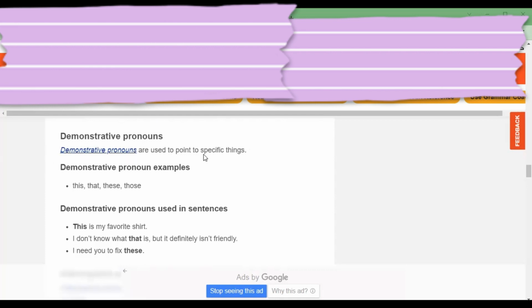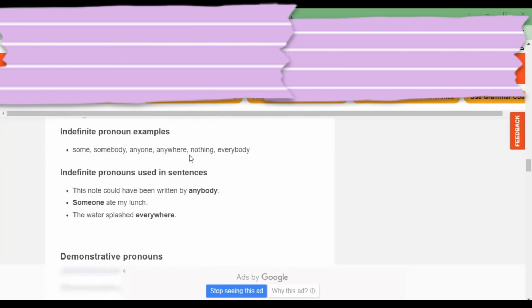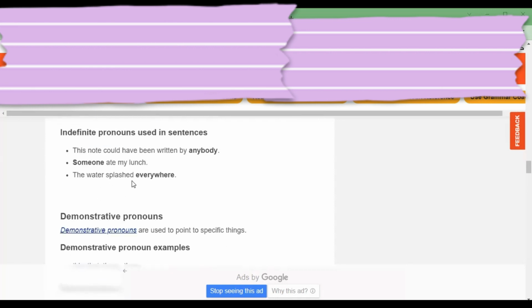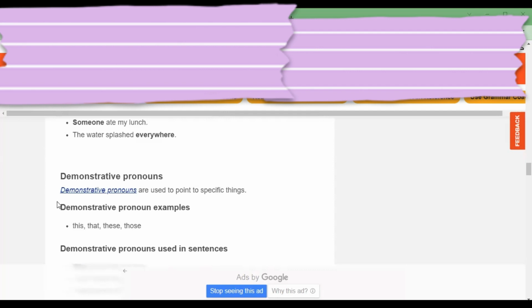Demonstrative pronouns are used to point to specific things. Take note that they point to specific things, unlike indefinite pronouns, which are not specific. Demonstrative pronoun examples: this, that, these, those. This is for singular near, that for singular far, these for plural near, those for plural far.